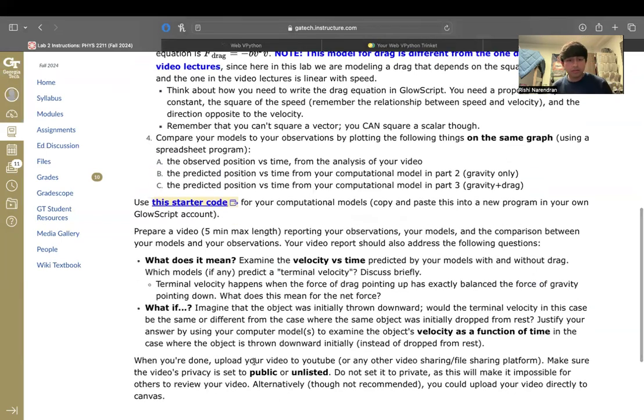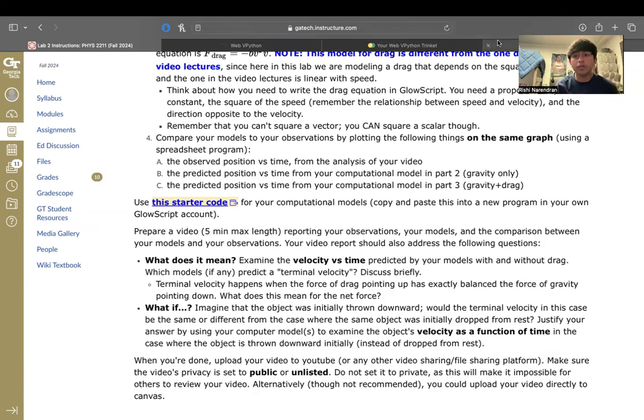Now we're going to look at the "what if." It says, imagine that the object was initially thrown downward. Would the terminal velocity in this case be the same or different from the case where the object was initially dropped from rest? If the object was thrown rather than dropped, the initial velocity would already be high, so it would actually take less time to reach terminal velocity because it just needs to decrease.